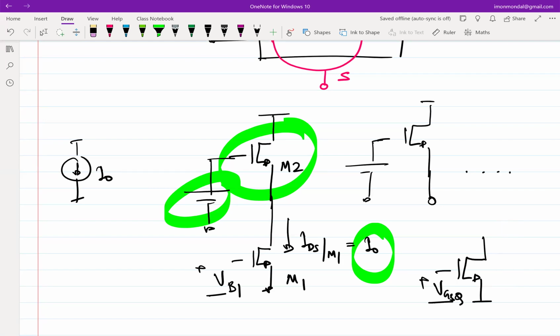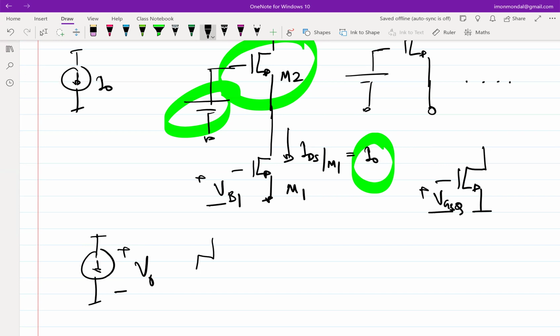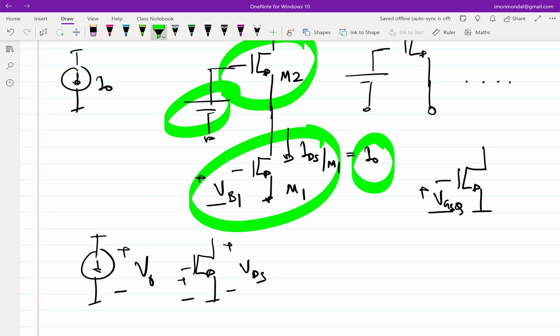What is one of the properties of a current source or a current sink? I keep changing the voltage across it, current is not going to change. So similarly, if I ensure that your transistor is biased in saturation and I keep changing VDS, while obviously putting in a limit that VDS cannot be lower than something, your current is not going to change, which means your transistor can behave like a current source or a current sink in this case. So in essence, this is a current source as long as M1 is in saturation.